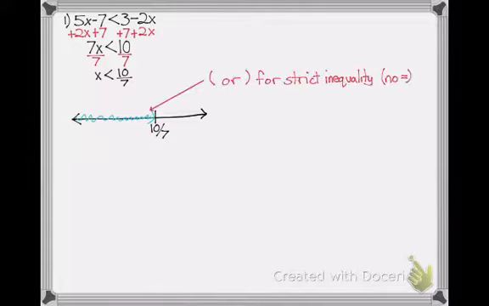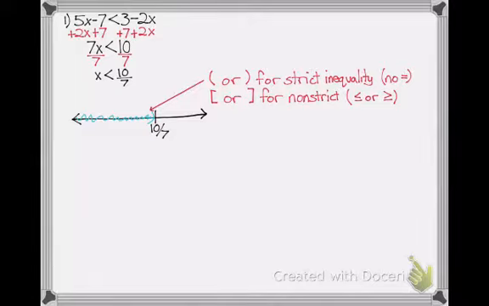Now, this is a parenthesis because of the strict inequality that shows up in the solution x is less than 10 over 7. What I mean by strict inequality is there's no equality there. So it's not less than or equal or greater than or equal, it's less than or greater than. That's what it means to say strict inequality. On the other hand, if we had a less than or equal or greater than or equal, that's called a non-strict inequality, in which case we would put a square bracket on our number line.